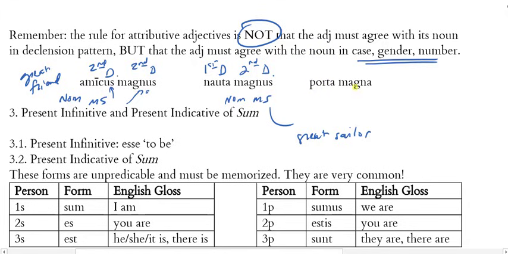And then porta magna. Porta is feminine, singular, and this is nominative as well. And this is a great door or a great entry, a great gate.